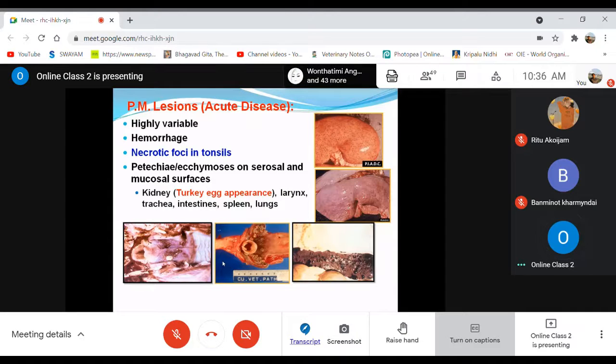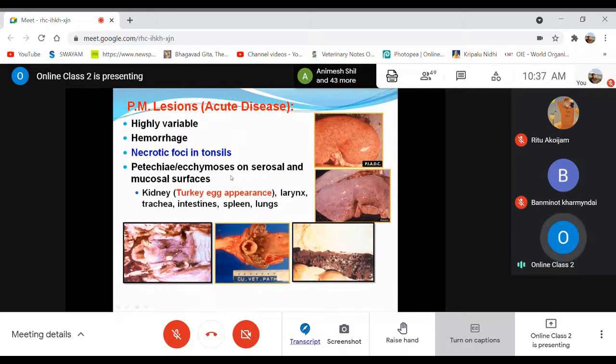Then, as we have already learned in the pathogenesis, the primary multiplication or replication of the virus occurs in the tonsil. So the first and most common lesion in most cases of classical swine fever is necrotic foci in the tonsils. This is one tonsil. Here you will find this type of necrotic foci or necrotic lesions. So this is very common.